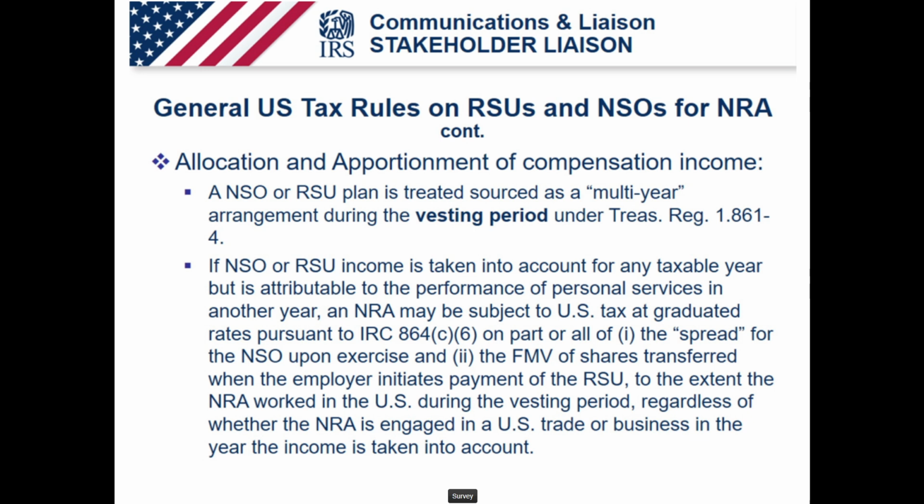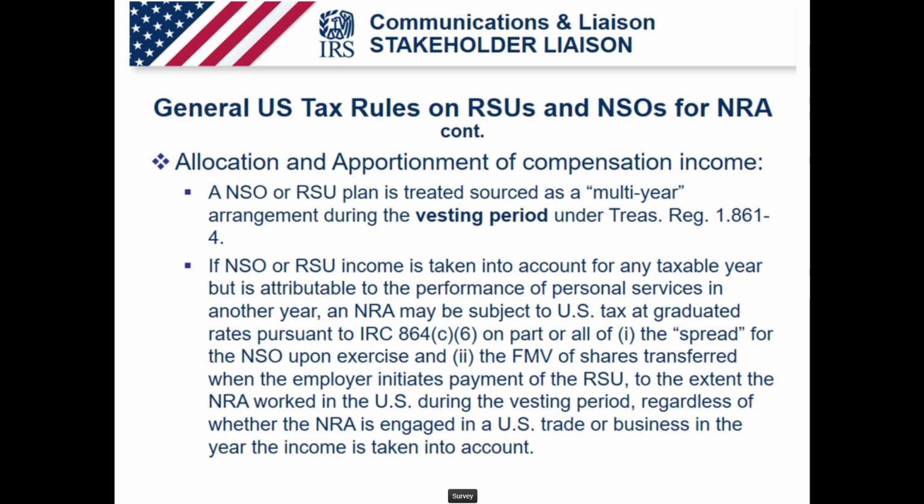Now let's talk about how to allocate restricted stock units and non-qualified stock option compensation income. As Dora provided earlier, when employees exercise non-qualified stock options, they recognize ordinary income on the option spread, which again is the difference between the market price of the stock at the date of exercise and the option price that was granted. As this option income is considered compensation for personal services for tax purposes, the treatment of the income depends on where employees perform their services.